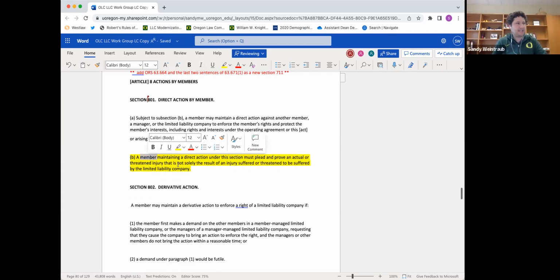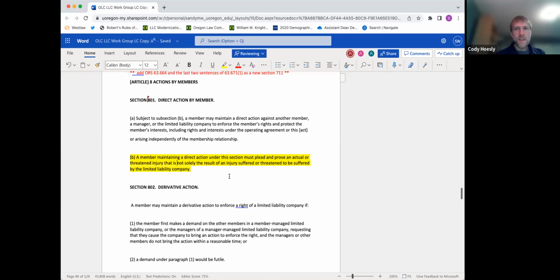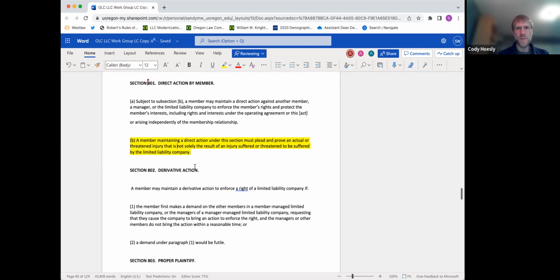So someone had highlighted the section B. I mean, maybe I did this a year ago, but I certainly haven't done it in the last 6 months. But 801B was one of our political footballs, because 801B restricts the ability to bring a direct action. It imposes additional restriction compared to current Oregon law.